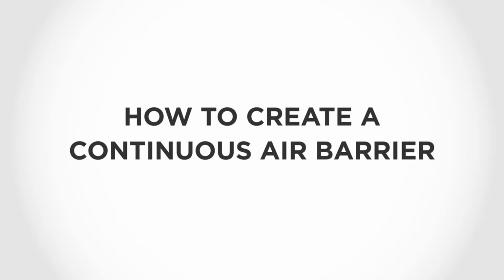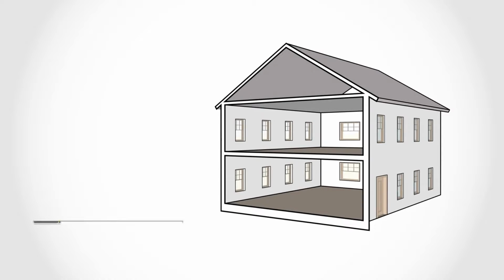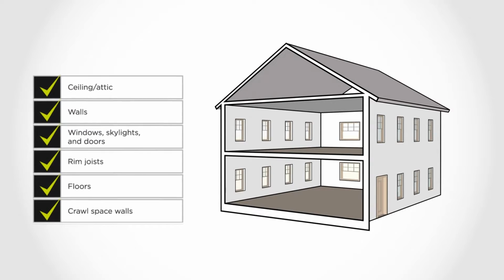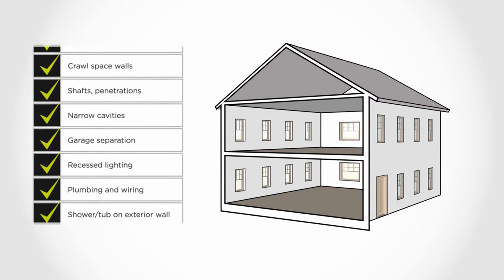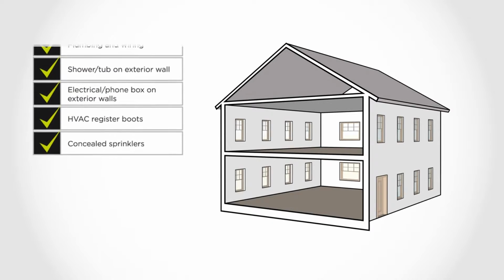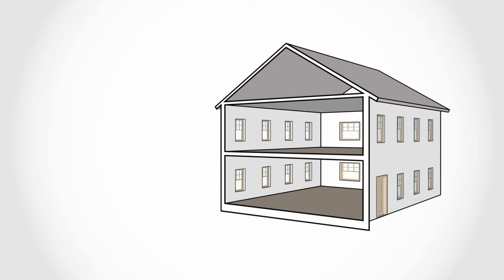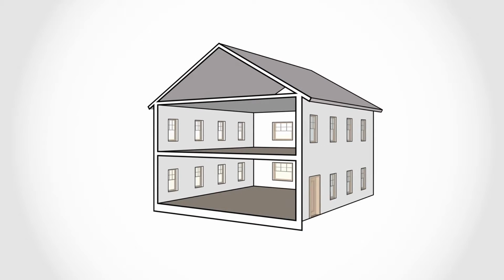Now let's discuss how to create a continuous air barrier. The code lists 15 locations that must be properly air sealed in order to create a continuous air barrier. All 15 combined can be boiled down to air sealing the attic, windows, walls, and floors, and air sealing the places where floors and ceilings meet walls. Let's discuss the attic first.